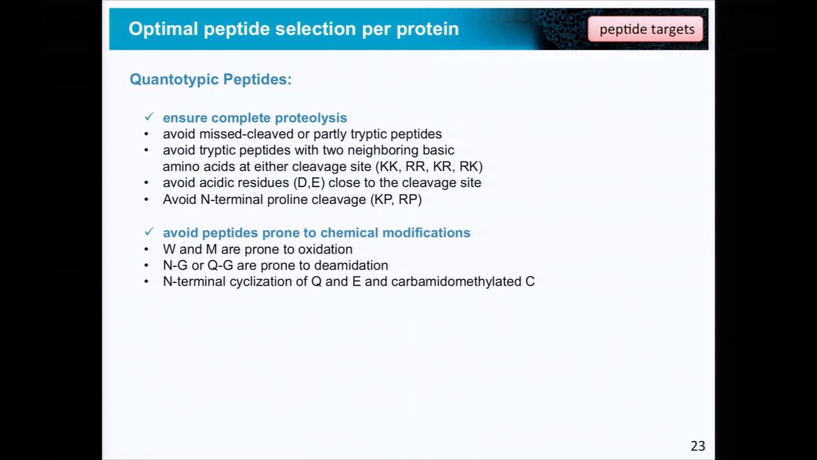Another criterion that you can think about when it comes to quantotypic peptides is to avoid peptides that are prone to chemical modifications. Peptides that carry a tryptophan or a methionine are prone to oxidation. Ideally don't have these 2 amino acids in there. NG, QG sequences are prone to deamidation. And N-terminally QE or carbamidomethylated cysteines can cyclize. So again, these are all sequences you ideally don't want to have in a quantotypic peptide.